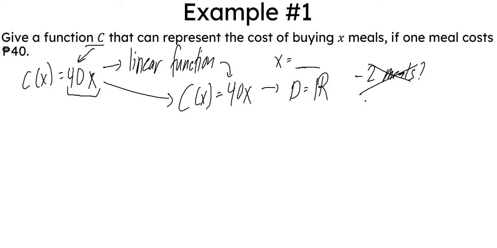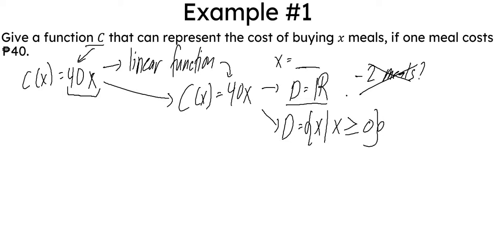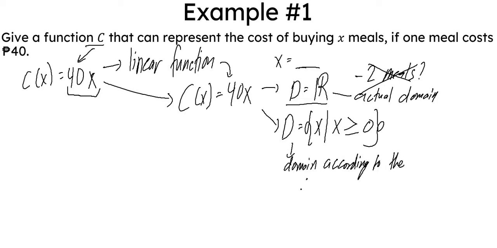So that would mean that we have to remember that even though mathematically this is the domain of it, for the situation, it should be the set of all x such that x would be greater than or equal to 0. So let's label this. This is our actual domain. This is the domain according to the situation. Because we don't have negative number of meals.